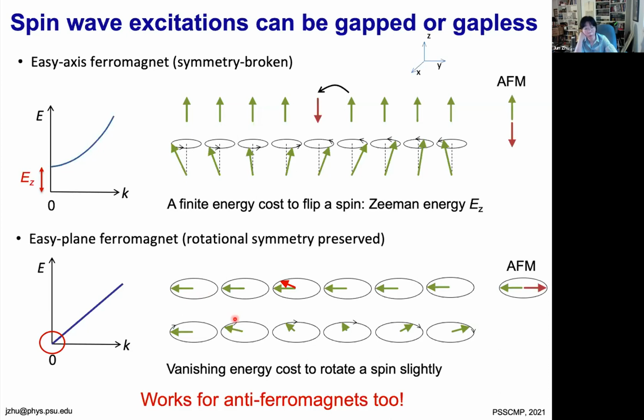It also works for antiferromagnets, right? All I have to do is change the magnetization vector into the Néel vector of the antiferromagnet. So this is an easy axis antiferromagnet. This down here is an easy plane antiferromagnet. And generically speaking, you also have these two kinds of spin wave excitations.